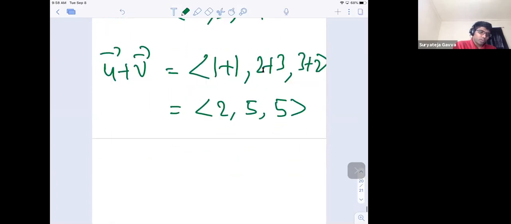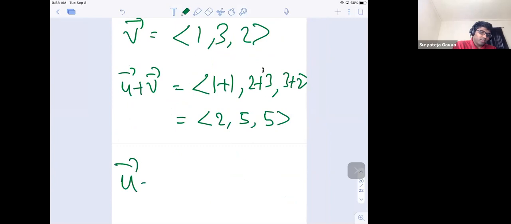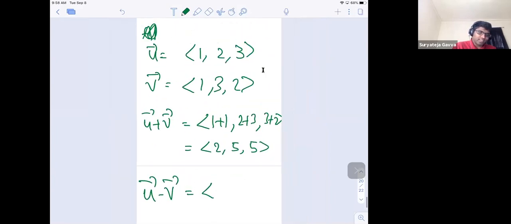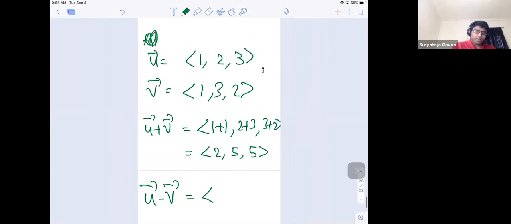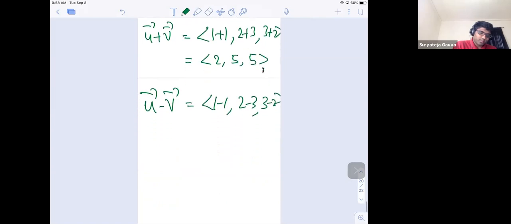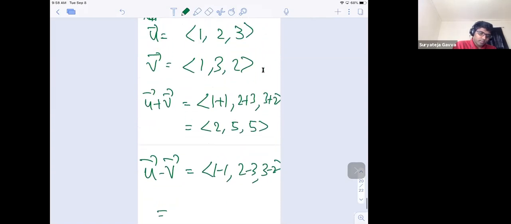Okay, what about u minus v? I didn't tell you what minus is, but it's similar. Can you tell me what u minus v is? You subtract components, right? So 1 minus 1, 2 minus 3, 3 minus 2, which is 0, minus 1, and 1.